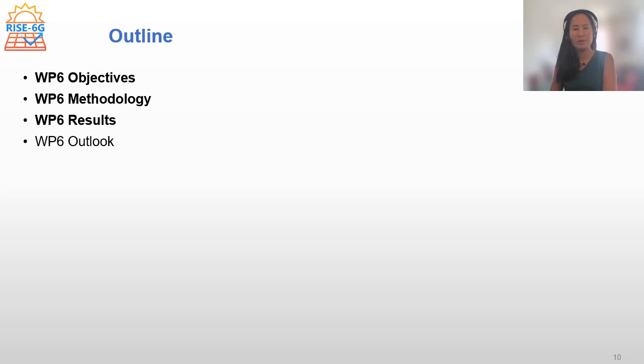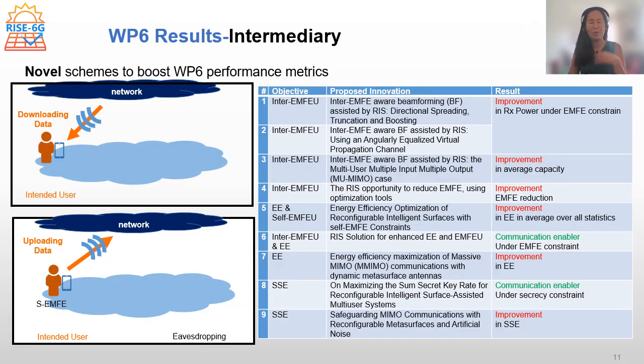So the results. We have produced quite a lot of novel PHY-MAC schemes. So here is a non-exhaustive list of them. To provide downlink and uplink data connection. So there are several schemes that manage to do it whilst trying to minimize exposure on a non-intended user in downlink and uplink.